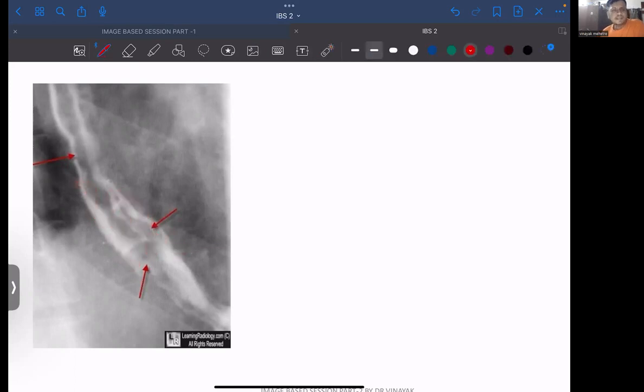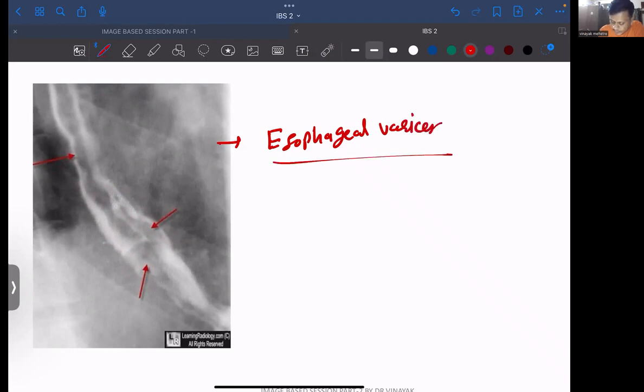Dilatation of veins in esophagus. Dilatation of vessels in the esophagus is called as esophageal varices. Right? Esophageal varices CLD में मिलते हैं, right? Chronic liver disease patient में मिलेंगे, and they are going to bleed when they are ruptured, right? What is the treatment if esophageal varices bleeds?